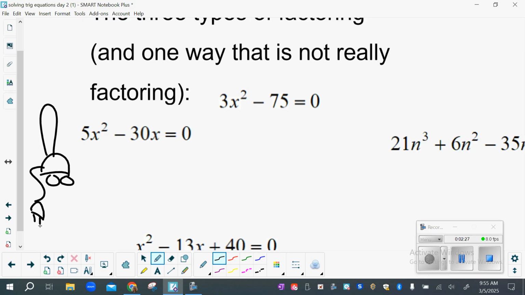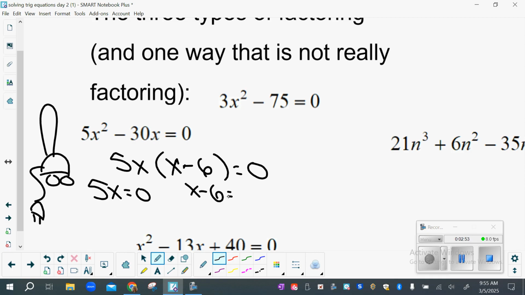So when I do this one, I'm going to take out the 5x, and I'm left with x minus 6 equals 0. But I need you guys to realize there are 2 baby problems here. There's 5x equals 0 is a baby problem, and x minus 6 is a baby problem. So we're still going to get 2 answers. 5x equals 0, x minus 6 equals 0. So I get x either equals 0 or it equals 6. That is vacuum factoring. Still 2 answers. We've got a number of those to do tonight.